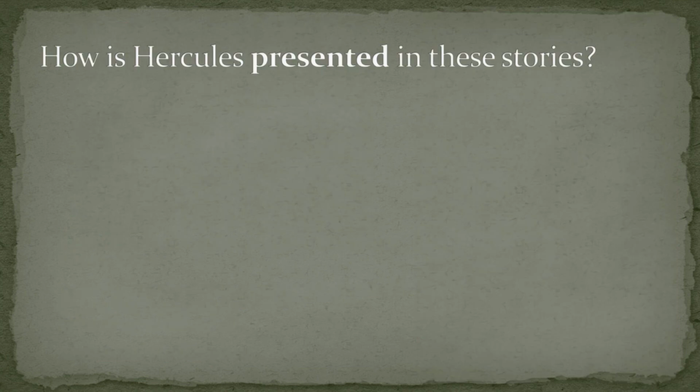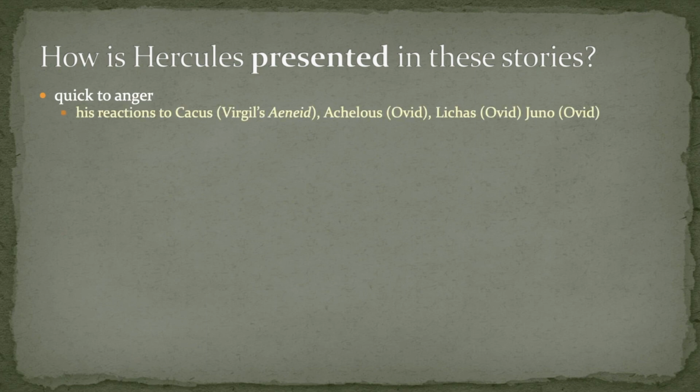So in all of these stories, how is Hercules presented? Well, he's pretty quick to anger. His reaction to Cacus in Virgil's Aeneid, in the story of him versus Cacus, is that he literally tears the top off a mountain and then crushes the guy practically to death around his neck. His reaction to Achelous is to immediately fight him and rip off a piece of his horn. His reaction to Lycas, who hasn't really done anything wrong, is to throw him Trunchbull style across into the sea. And basically, yes, he dies.